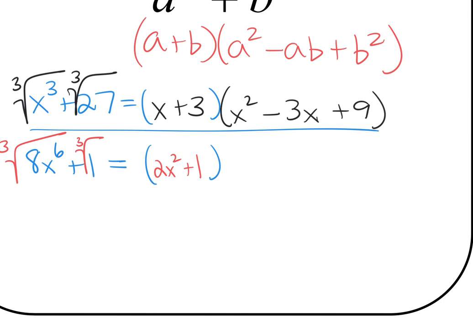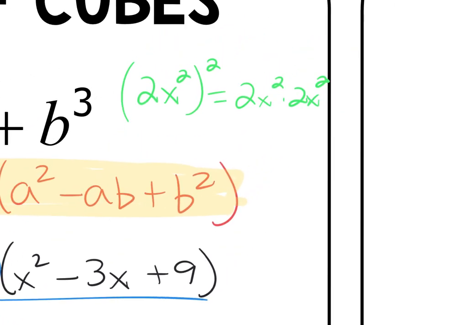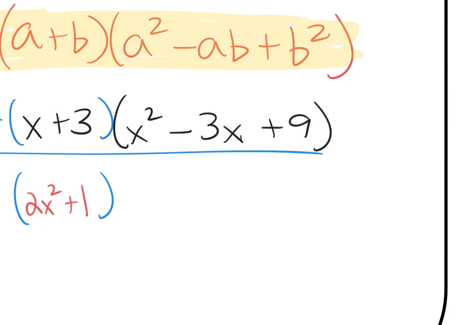Now, what I'm doing is I'm following this. This is my rule up here. This is my outline, my skeleton. Everything has to fall into this guy. So we got our a and our b. Our a and our b this time is 2x squared and a 1. So for a squared, I'm doing 2x squared squared. Think on that for a second. 2x squared squared, that means 2x squared times 2x squared. 4x to the 4th, yes.